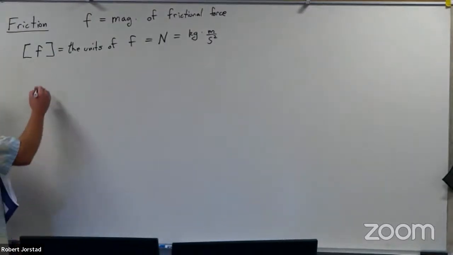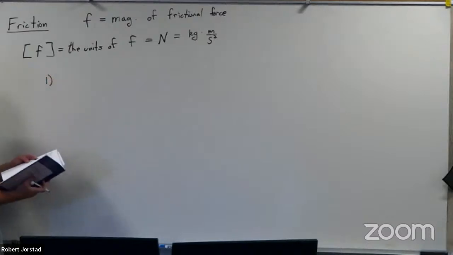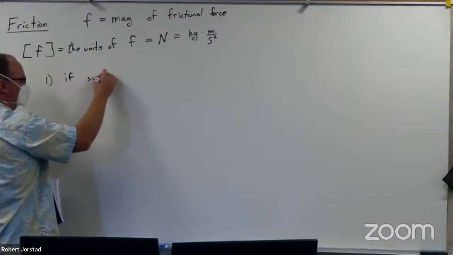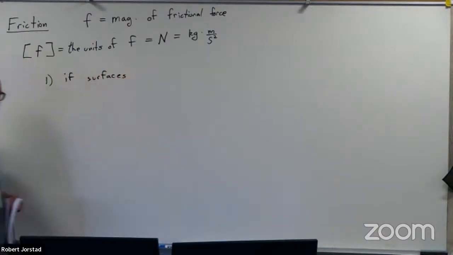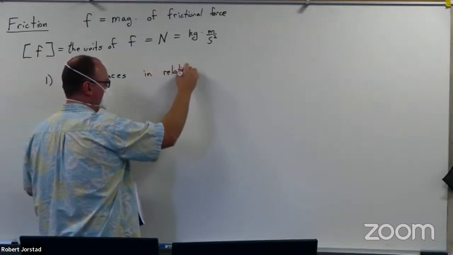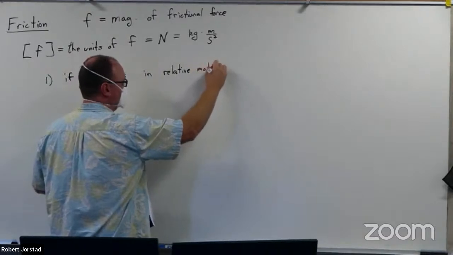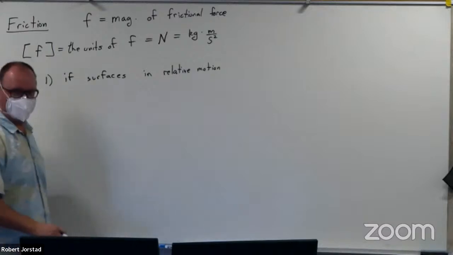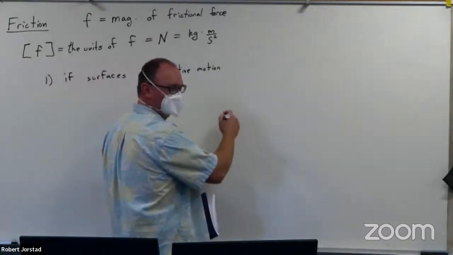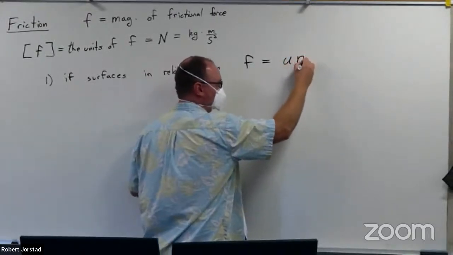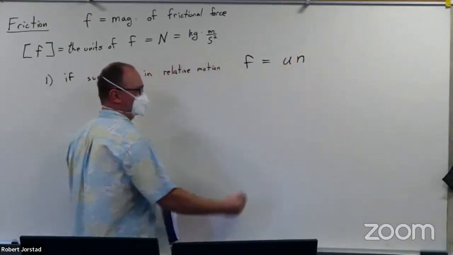Now, you heard me say this a couple of times. I was talking about surfaces and relative motion. If you have surfaces in relative motion, friction is easy, it's almost fun. Friction is fun, with an extra line.